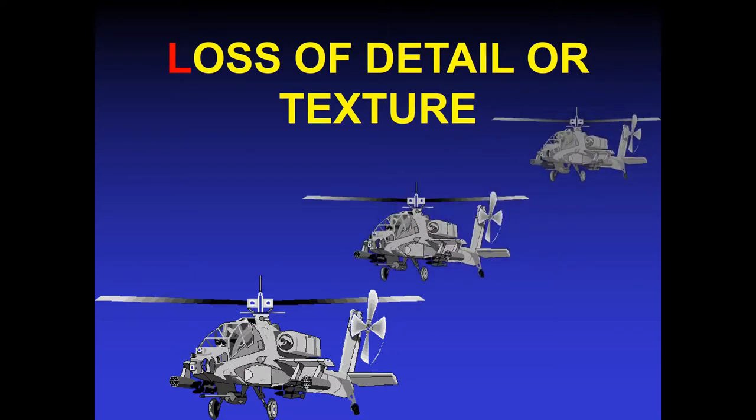And we have loss of detail or texture. Because of visual acuity, we can only see so far. Objects that are fairly close to us, we have very good visual acuity with. We can see lots of details and texture. But as the distance increases, unless we have a pair of binoculars, and we're just talking about the unaided eye, the detail and texture decreases as distance increases. And we can use this also to help us to estimate distance and depth.